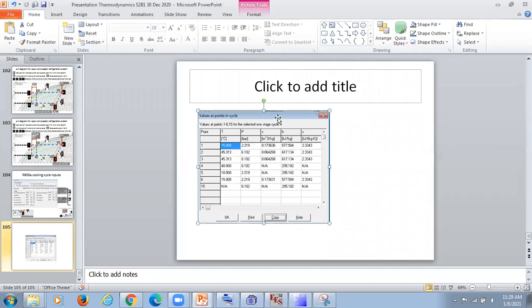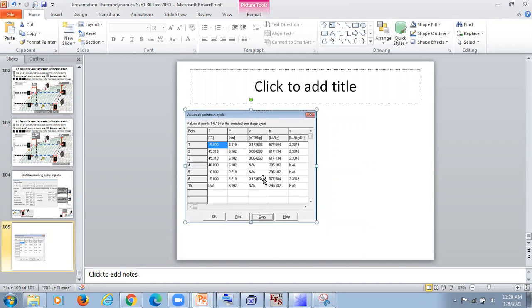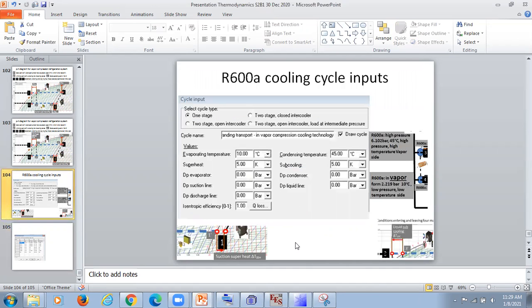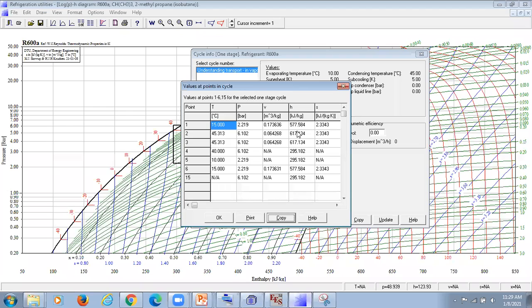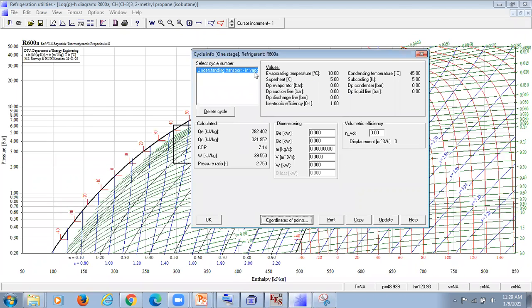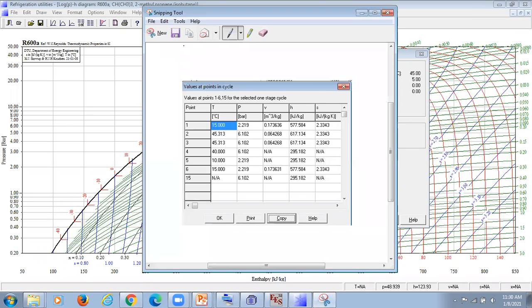Points 1 to 6. Later we will see what these 1 to 6 points are. Actually, we know this already, we have discussed. So that's it. And the values there are our inputs, and here are the calculated results. You can see no dimensions because we have not put other details.